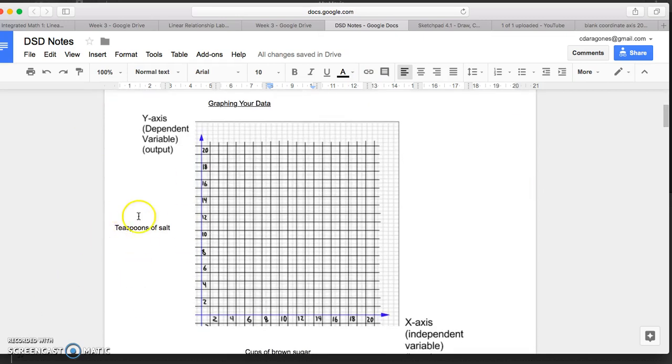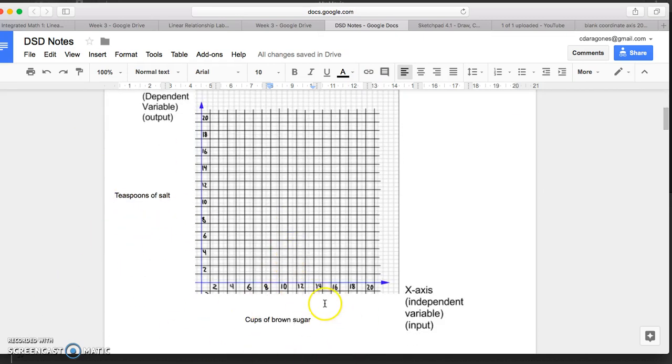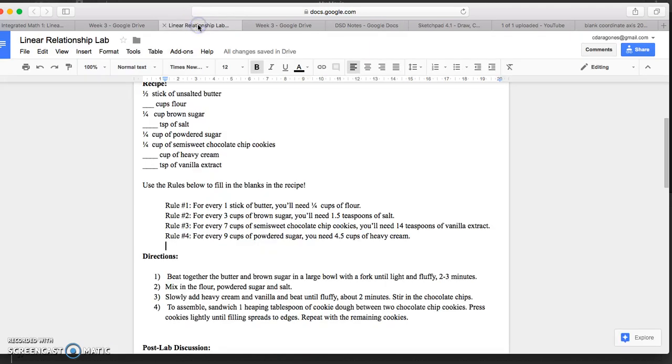So hopefully you were able to fill out the whole table that you have for your 2 ingredients. Again, these labels are dependent on the ingredients you chose. Maybe you chose something else. You know, maybe you chose chocolate chip cookies and vanilla. So whatever it is you had, you have to label your graph.